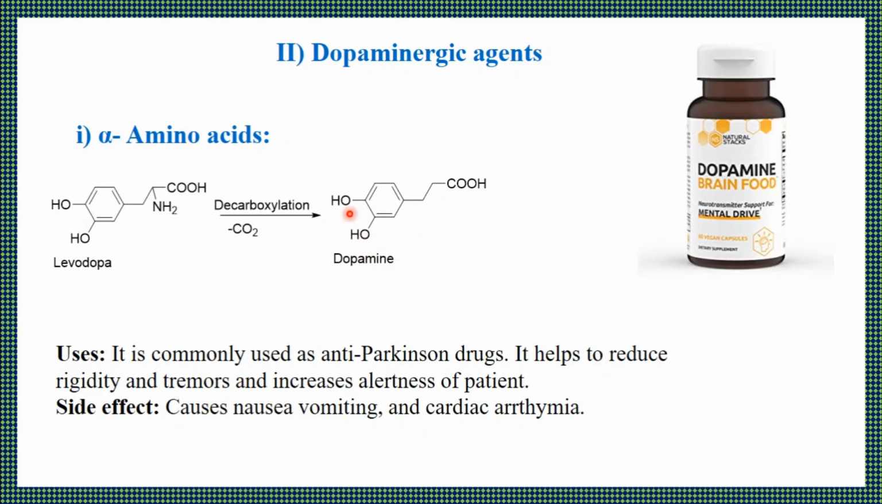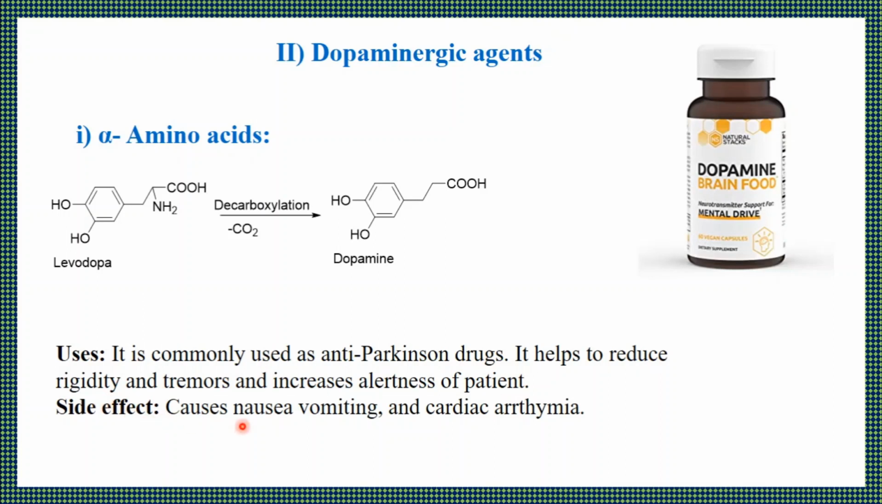So it can replace the dopamine in the brain which is depleted in patients having Parkinson disease, and it is also used to control similar neurological symptoms caused by manganese poisoning. Levodopa belongs to the alpha amino acid class of compounds, and it is commonly used as an anti-Parkinson drug. It helps to reduce rigidity and tremors and increases the alertness of the patient.